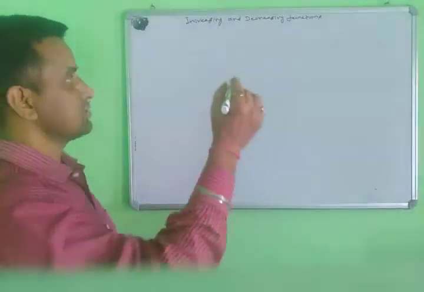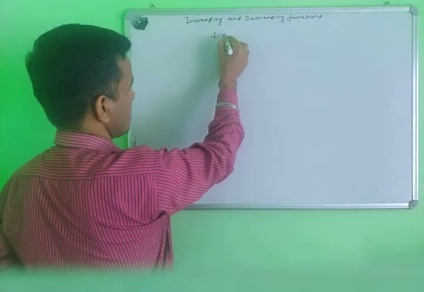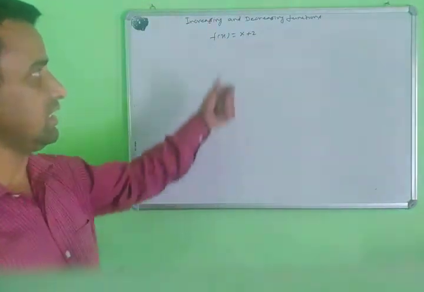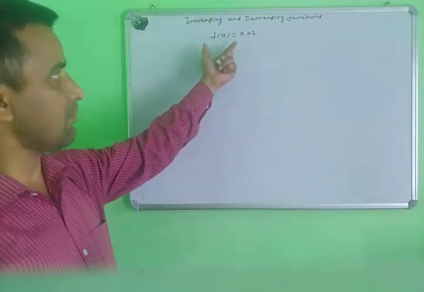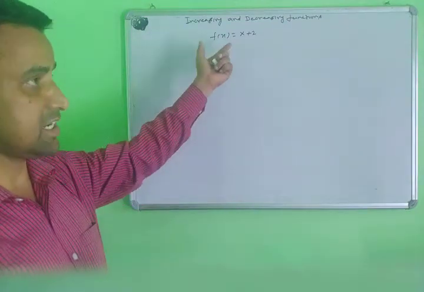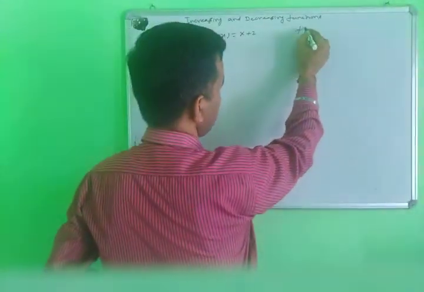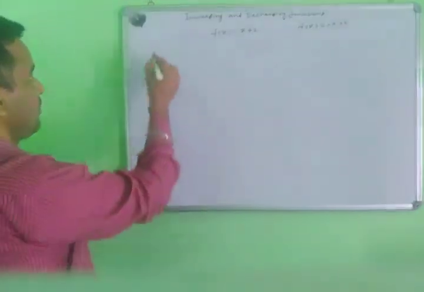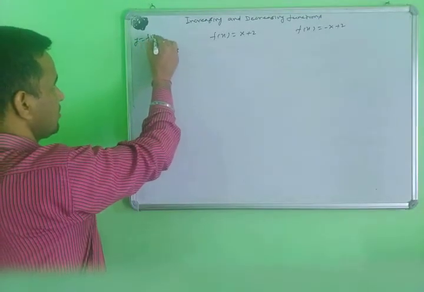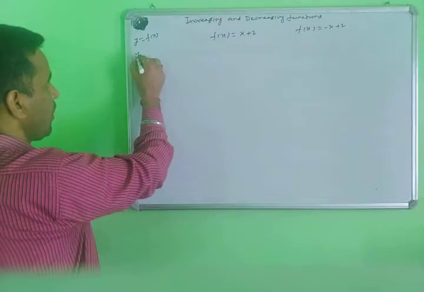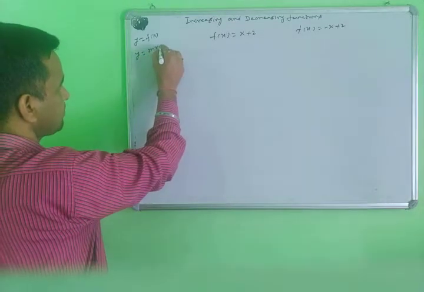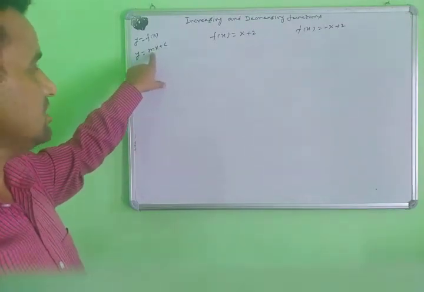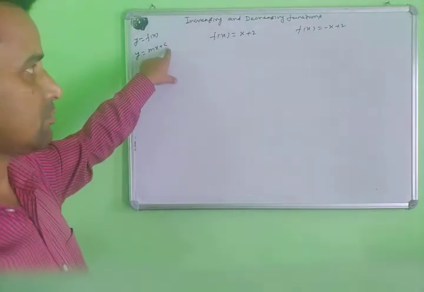First I am writing a simple equation here, f(x) equal to x plus 2. This is a linear equation. Suppose you draw the graph of this equation, it will become a straight line. The second equation I am writing here, f(x) equal to minus x plus 2. Here y equal to f(x), and I am comparing it with y equal to mx plus c, the equation of a line. m is the slope of the line and c is the intercept of the line.